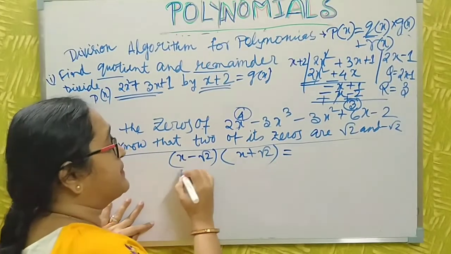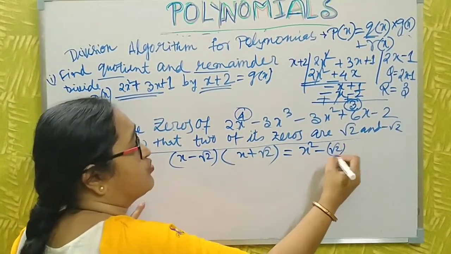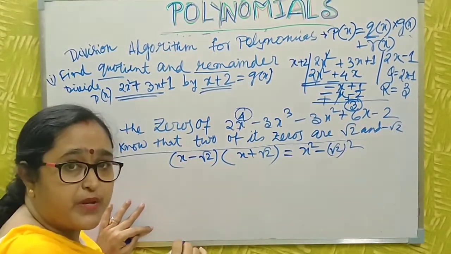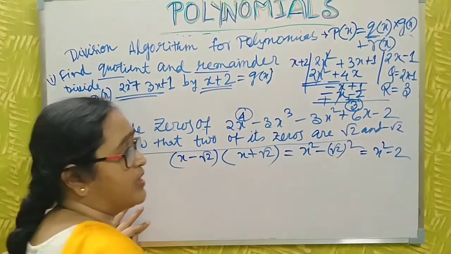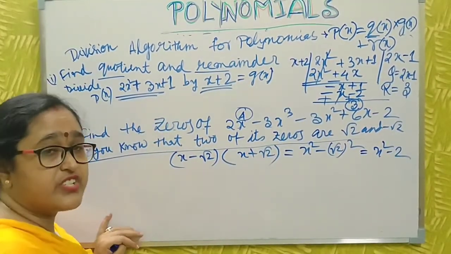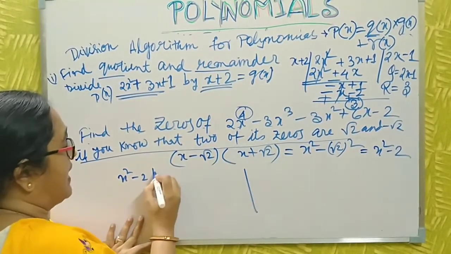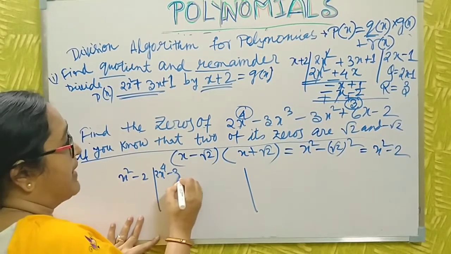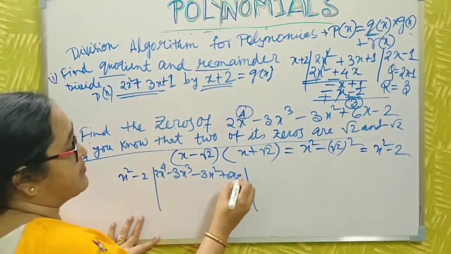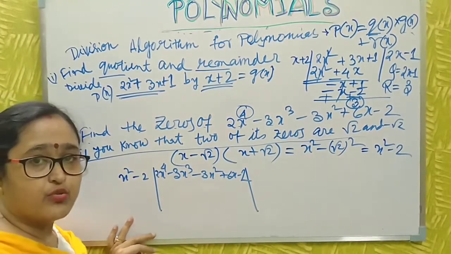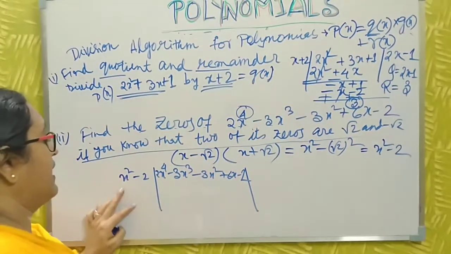If you multiply these, it becomes x square minus root 2 square, since (a plus b) into (a minus b) is a square minus b square. That means x square minus 2. Now you divide by the division algorithm: 2x to the power 4 minus 3x cube minus 3x square plus 6x minus 2 by x square minus 2. Then you get the other roots. Just do the division.